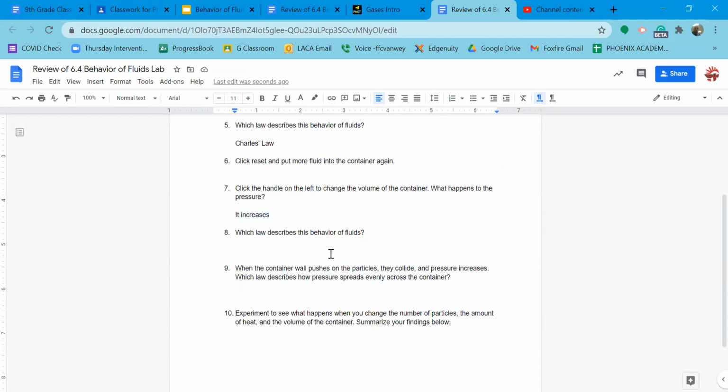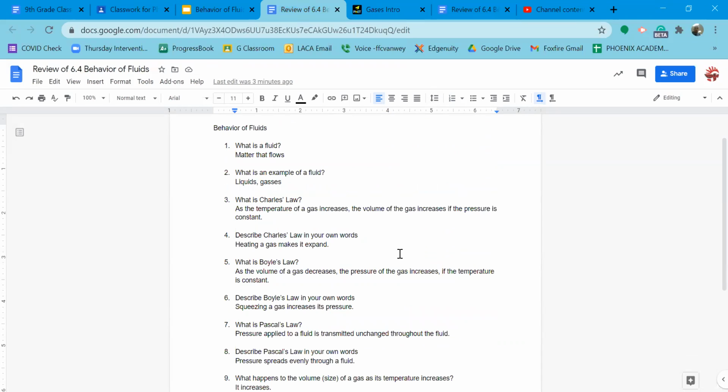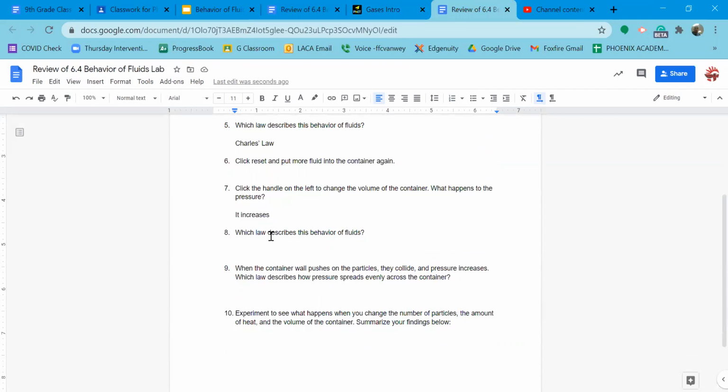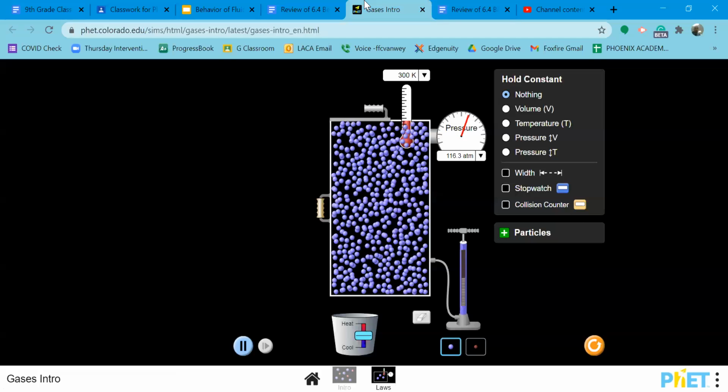Which law told us that changing the volume of a gas would increase the pressure? Squeezing a gas increases its pressure. That's Boyle's law. Number 9 says that when the container wall pushes on the particles, they collide and the pressure increases. Which law describes how pressure spreads evenly across the container?